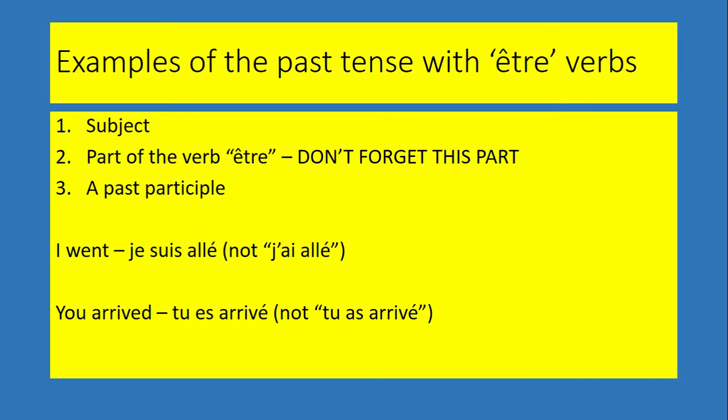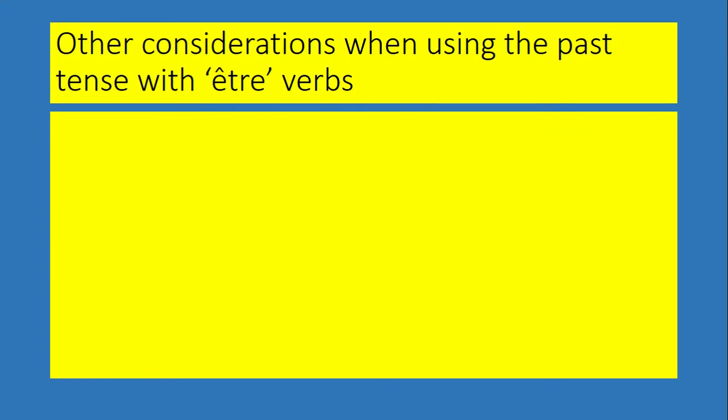The key thing is that what you're likely to get wrong is when you're trying to make a verb in the past tense. So just remember that if you're using the six verbs that I mentioned in the slide before, don't use avoir, just use the verb être in the middle.